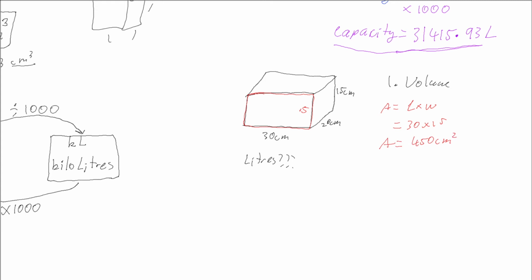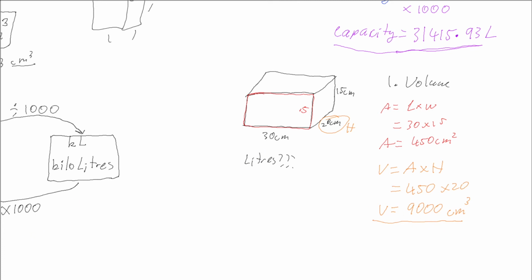And then to get my volume, I'm going to have my area times height, which is going to be that 450 we just worked out times this height I haven't used yet. That's going to be my height. So times 20. And so I'm going to put that into a calculator. And so we get 9,000 centimeters cubed for our volume.